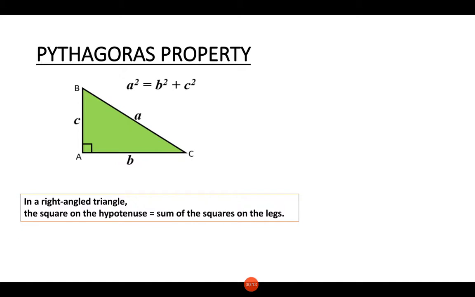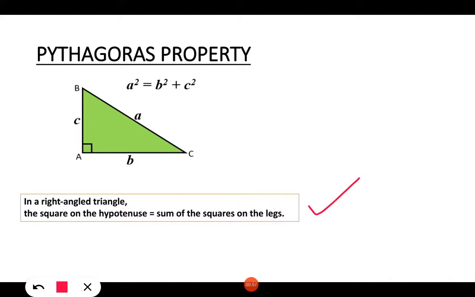Hello students, here we have Pythagoras property. So let us understand what is Pythagoras property. In a right angled triangle, the square on the hypotenuse is equal to the sum of the squares on the legs. This is Pythagoras property. Means in a right angle triangle, the square of hypotenuse is equal to the sum of the squares of the other two sides.